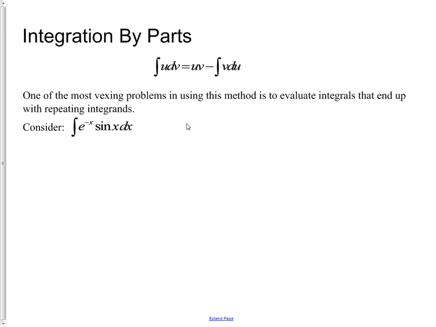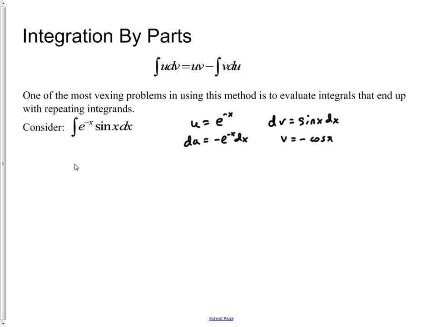Well, to picture what's going to happen right here, of course, let's just go ahead and make a selection. We're going to make u equal to e to the negative x so that dv will be equal to sine of x dx. All right. Well, what does that mean for us? Of course, du will be negative e to the negative x dx, and v will be the negative of the cosine of x. Right? Remember, change the sign as you go from sine to cosine.